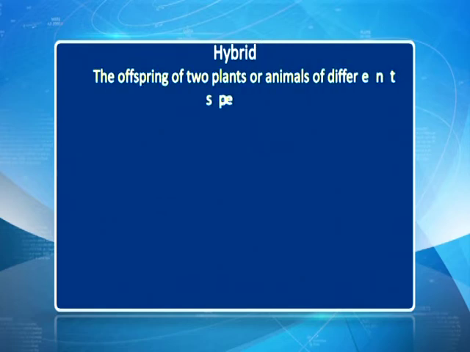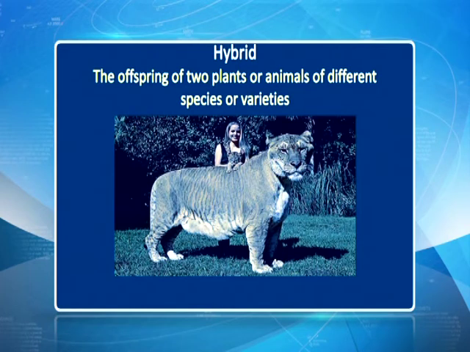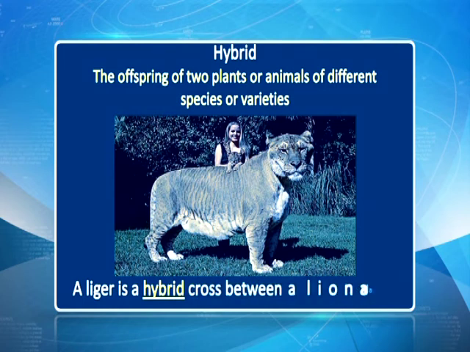What is hybrid? It's the offspring of two plants or animals of different species or varieties. Let's read the sentence together. A liger is a hybrid cross between a lion and a tiger.